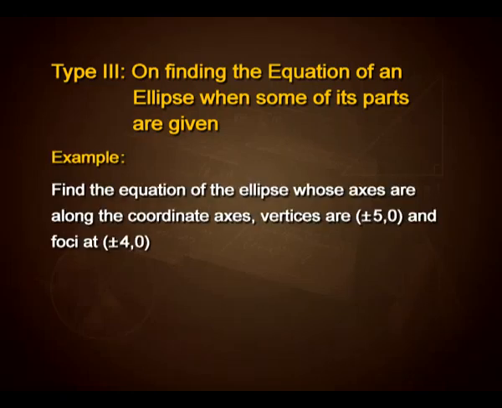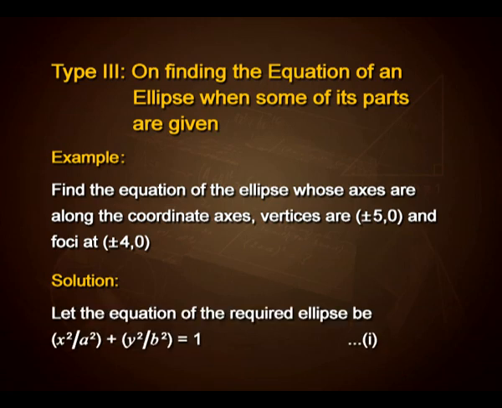Here is an example for us. Find the equation of the ellipse whose axes are along the coordinate axes, vertices are plus or minus 5, 0 and foci at plus or minus 4, 0. Look into the solution. Let the equation of the required ellipse be x square upon a square plus y square upon b square is equal to 1. Take this as equation number 1.